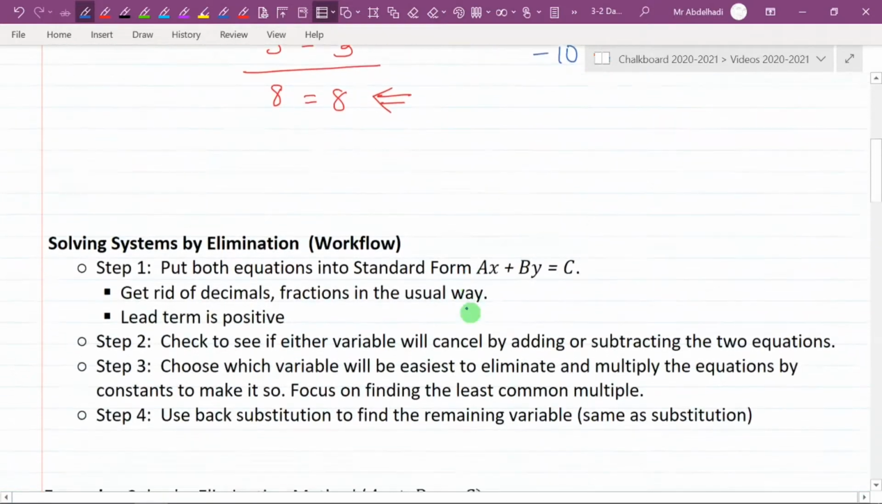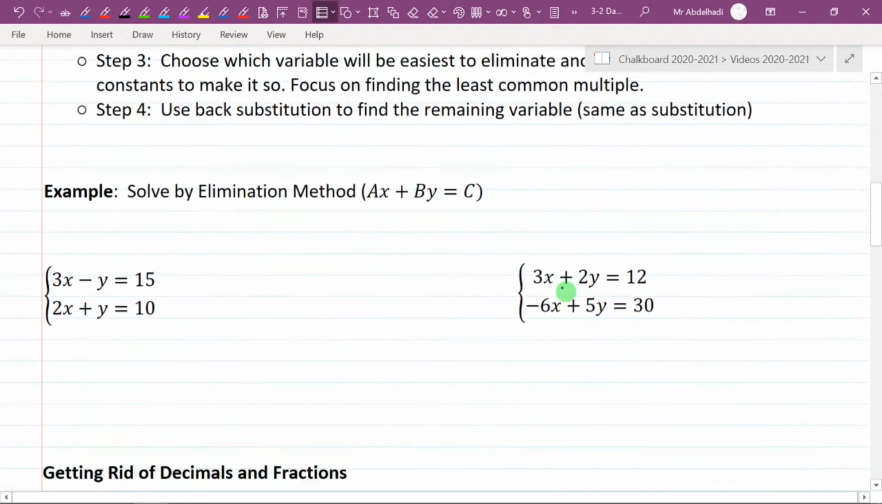So let's come down to here. Here's how elimination works. First of all, you want to put these linear equations in what's called standard form. We know how to use slope-intercept form, y equals mx plus b. But there's also something called standard form, which is ax plus by equals c, where a, b, and c are whole numbers. So you can see that this is 3, this is -1 here, and this is 15. That's your a, b, and c. And 3, 2, and 12, -6, 5, and 30. You have all of these written in standard form.